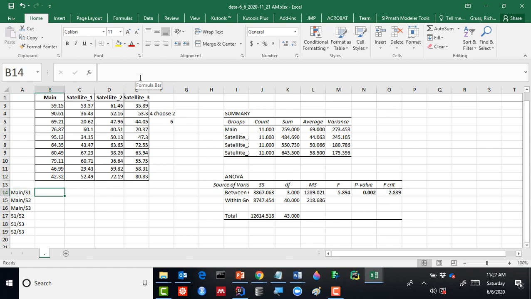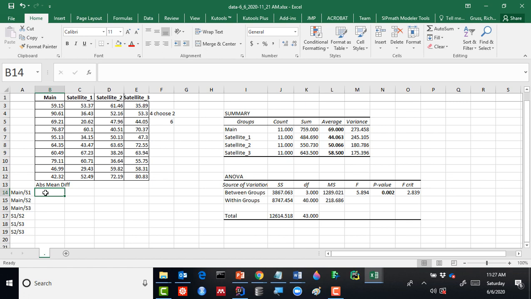So the first thing we want to calculate is the absolute mean difference. Okay, so we need to take the average of each, so for main versus satellite 1, we take main's average minus satellite 1's average, and then take the absolute value. This Anova table very nicely gave us these averages for the groups right over here. So I just need to make sure that I'm looking at the right ones. I'm going to take the absolute value in Excel, that's ABS.